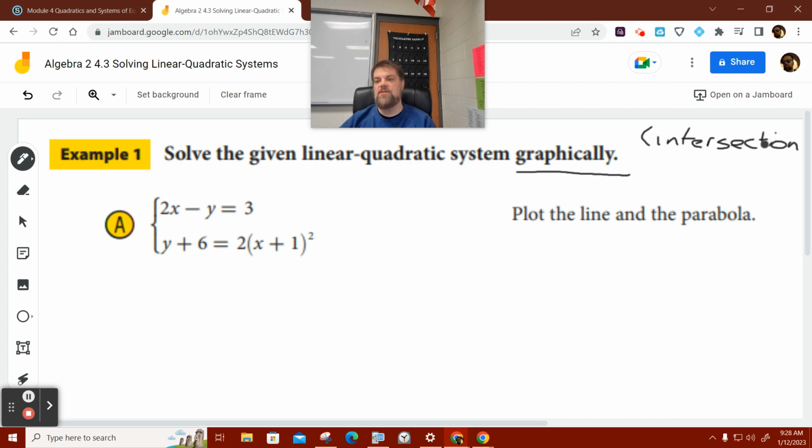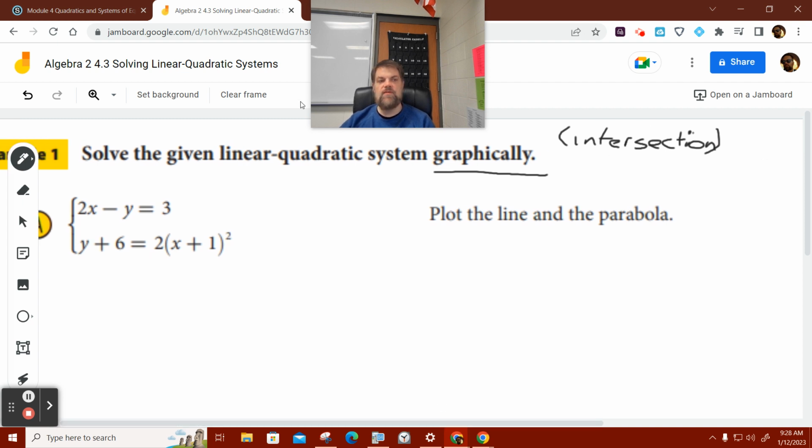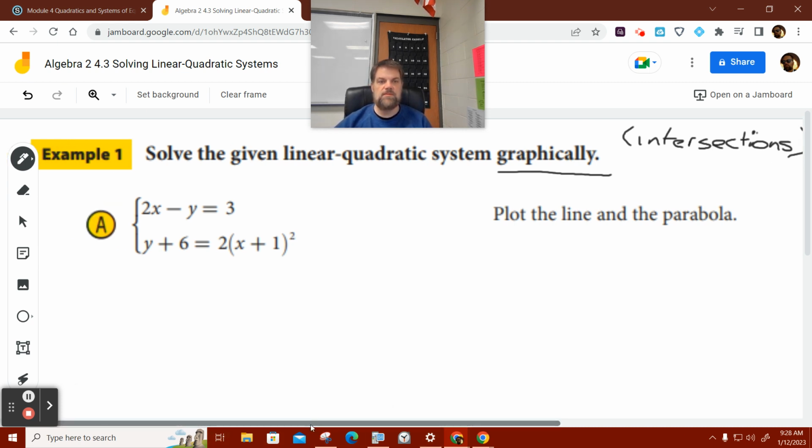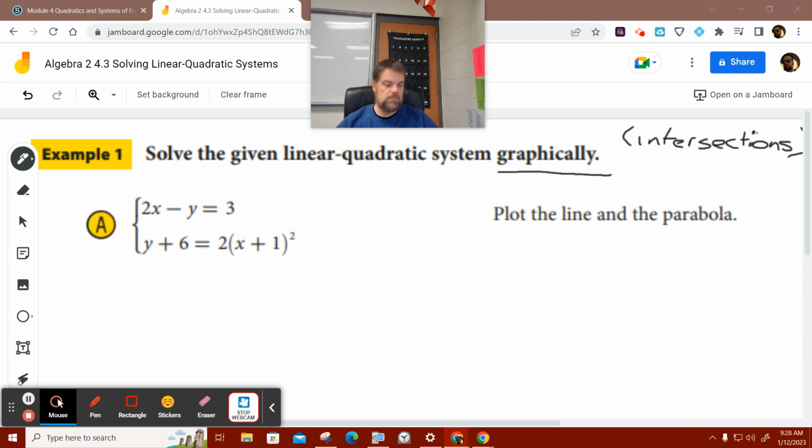And I'll show you how to do this. We'll do this in Desmos, and then I'll show you how to do it on the graphing calculators. Okay? So we're looking for the intersections. And so what I'm going to do is, does everybody have this written down? I'll leave that up there for a second so you guys can write it down.